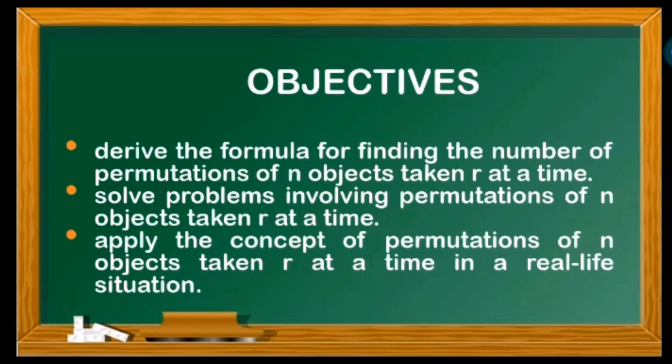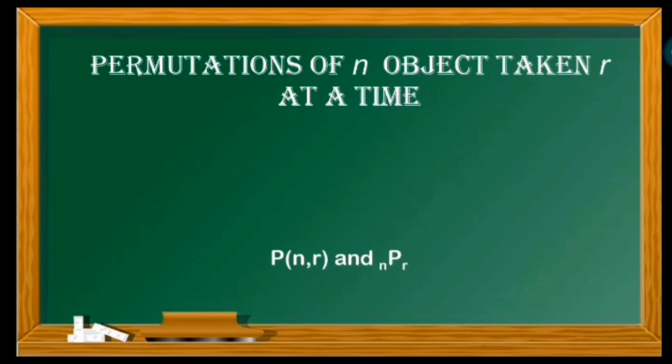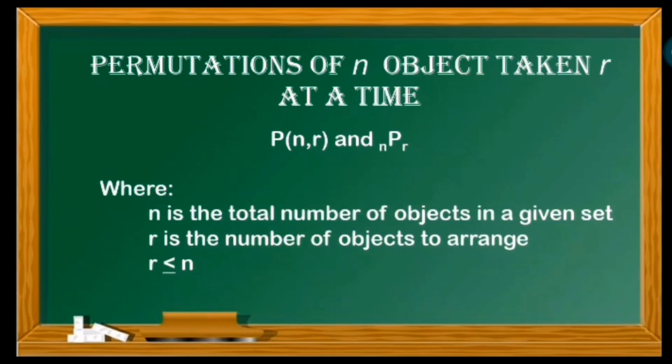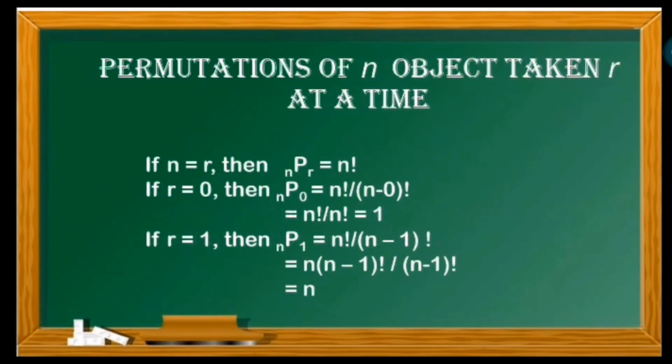Permutations of n objects taken r at a time is denoted by the symbol P(n, r), or nPr, where n is the total number of objects in a given set, r is the number of objects to arrange, and r is less than or equal to n. So, permutations of n objects taken r at a time.